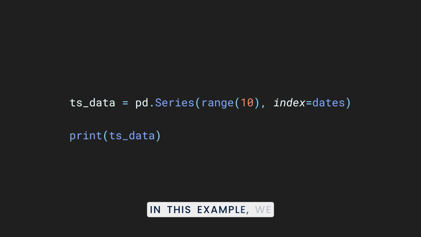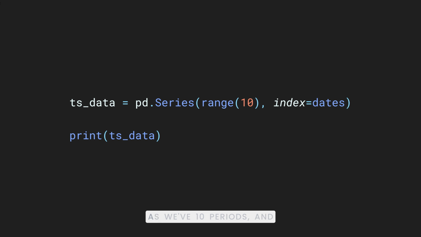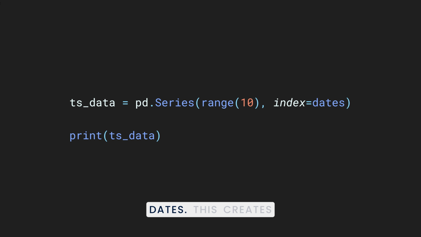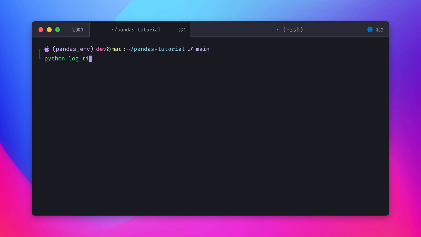In this example, we create a time series using the generated date range as the index. The pd.Series constructor takes a range of values, 0 to 9 in this case, as we have 10 periods, and assigns them to the corresponding dates. This creates a time series where each value is associated with a specific date. The output shows the time series with dates as the index and corresponding values from 0 to 9.